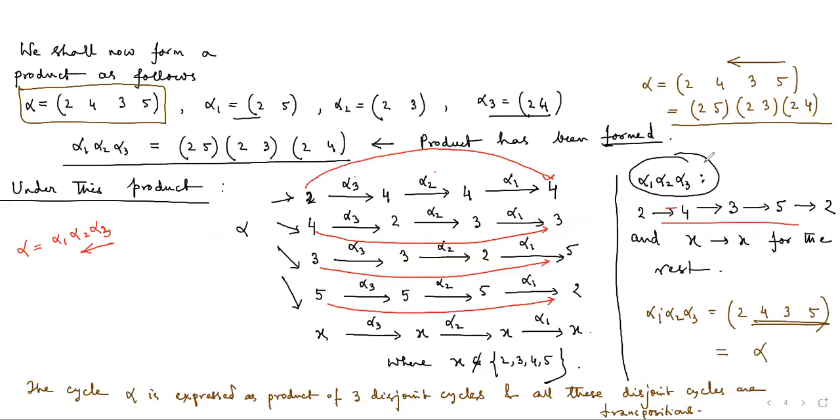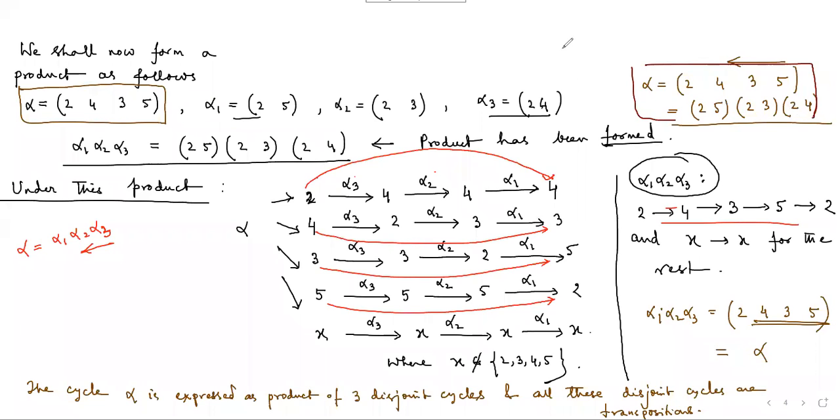So the permutation which we have considered over here is actually an odd permutation, because alpha has been expressed as a product of 3 2 cycles. So the number of cycles is 3 over here, which is odd.